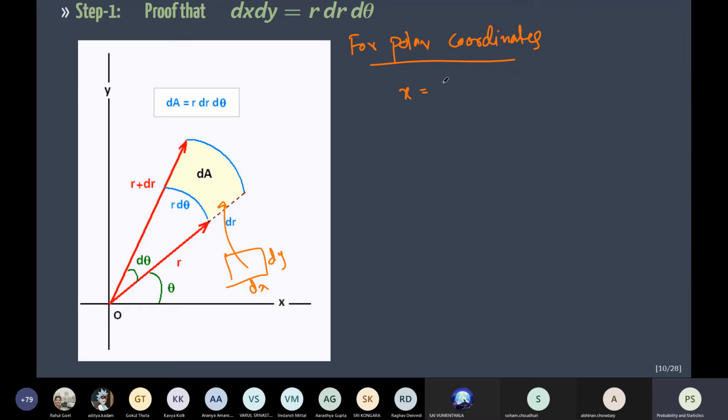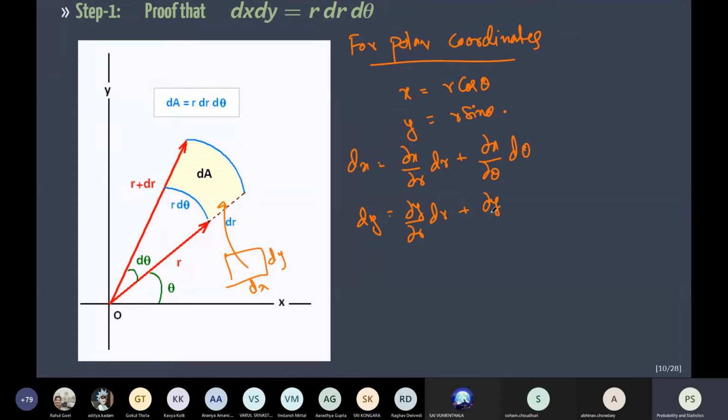we do the substitution, usually x is equal to r cos theta and y is equal to r sin theta. So we can do this quickly. dx is del x by del r dr plus del x by del theta d theta, and dy is del y by del r dr plus del y by del theta d theta. Okay, that's the differential of this. You recall calculus.